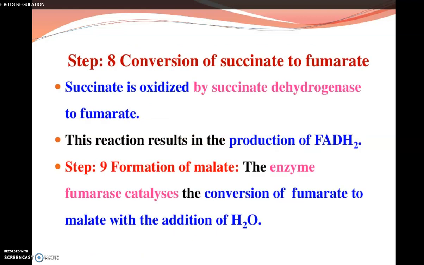Step 8, conversion of succinate to fumarate. Succinate is oxidized by succinate dehydrogenase to fumarate. This reaction results in the production of FADH2. Step 9, formation of malate. The enzyme fumarase catalyzes the conversion of fumarate to malate with the addition of water.